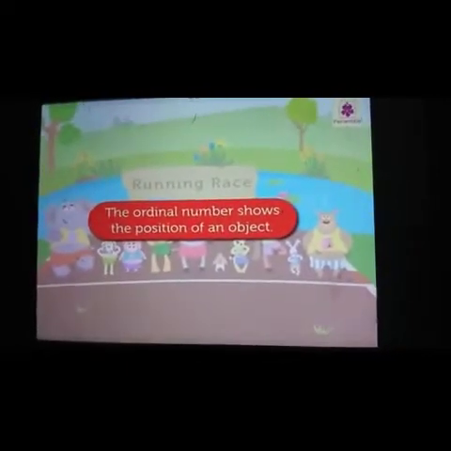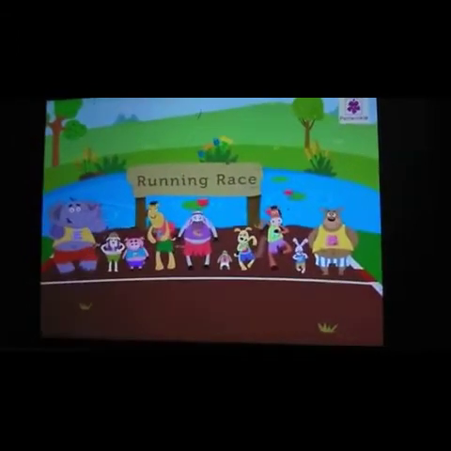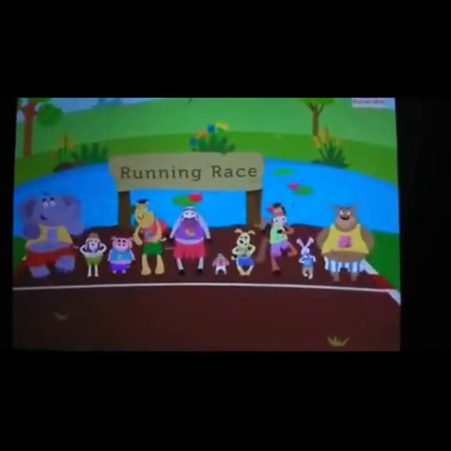What do you mean by ordinal numbers? The ordinal numbers show the position of an object. Let's learn about the ordinal numbers.